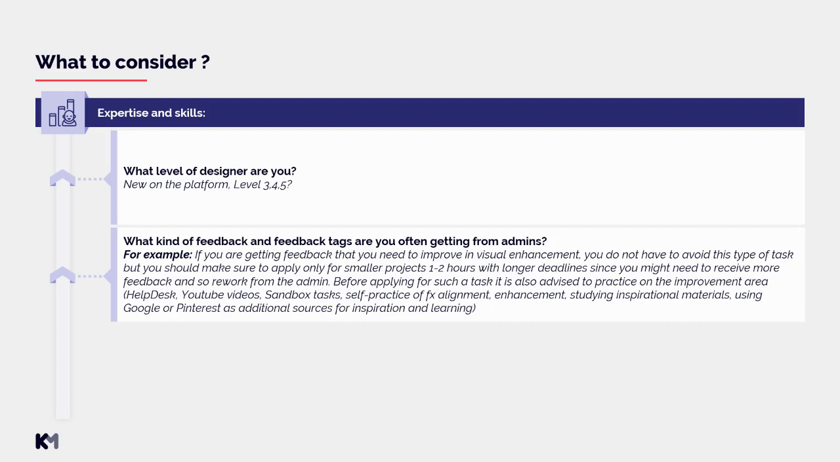Before applying for such a task, it is also advised to practice on the improvement area. You can practice, for example, via reading articles at our help desk, watching our YouTube tutorial videos. You can practice via the Sandbox Tasks section. You can also find what Sandbox is on our help desk. Simply write Sandbox into the search tab. You can also self-practice, for example, alignment, enhancement. You can study inspirational materials. You can also use Google or Pinterest as additional sources for inspiration and learning.